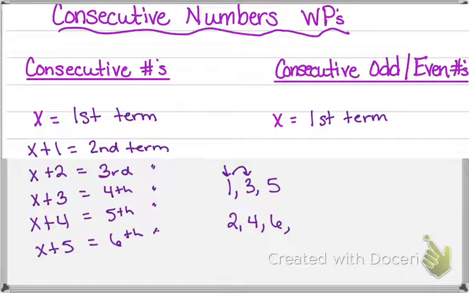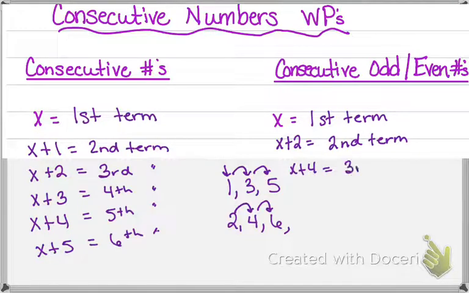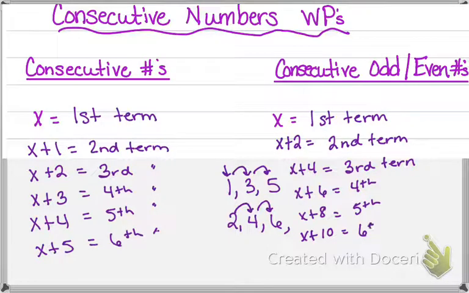1 to 3, 3 to 5, 2 away. Same thing here. It's 2 away. Same if I start with an even number. The next consecutive even number is 2 away and 2 away. So when we think about our next term, x plus 2 would be our second term. x plus 4 would be our third term. x plus 6, x plus 8, x plus 10, and so forth. This would be our fourth, fifth, sixth, and so on. As many as we needed to find.